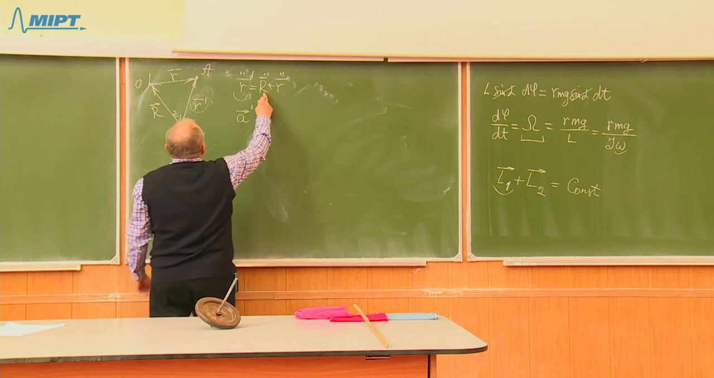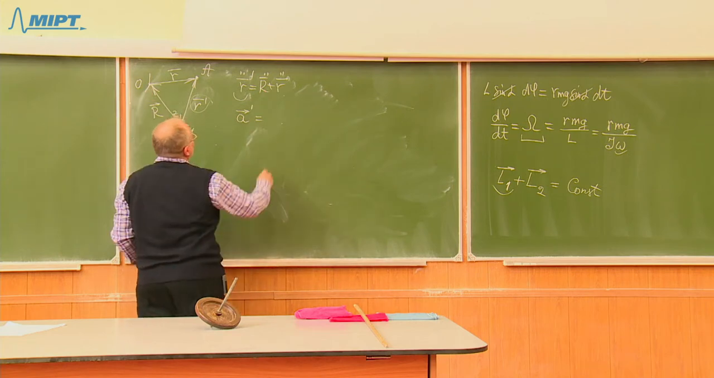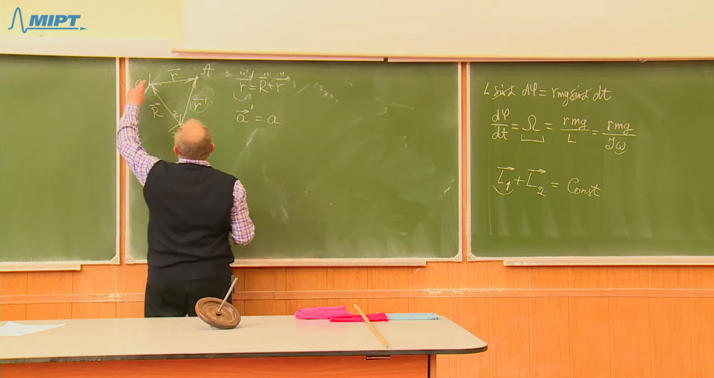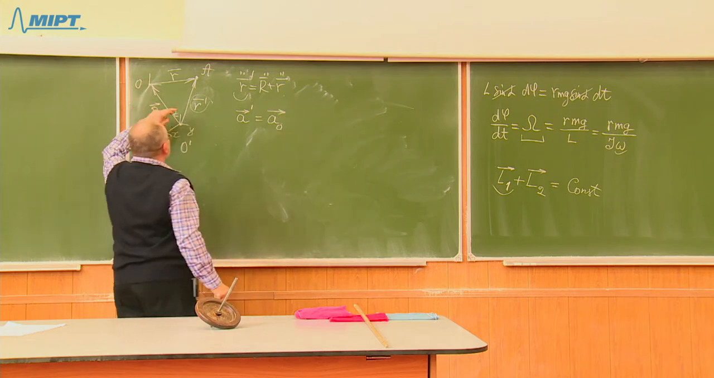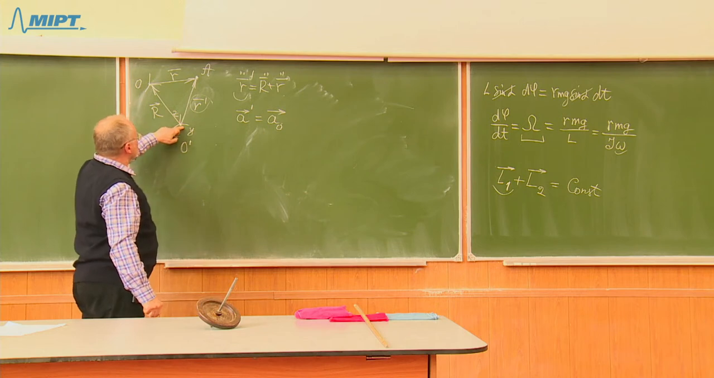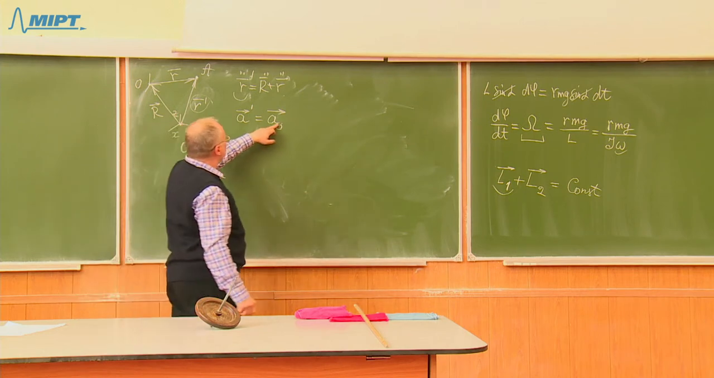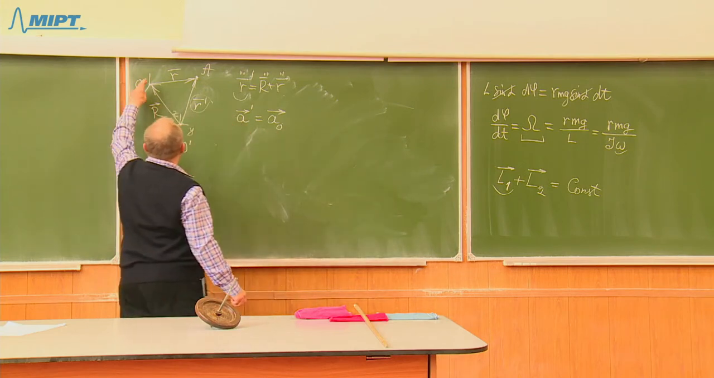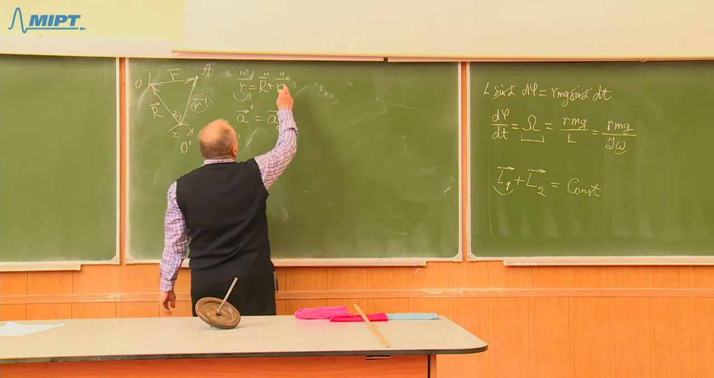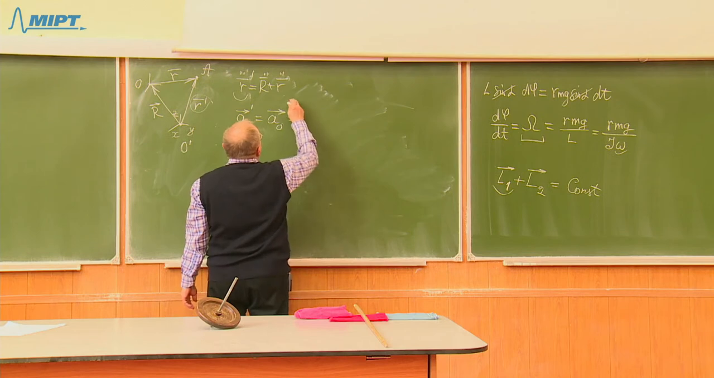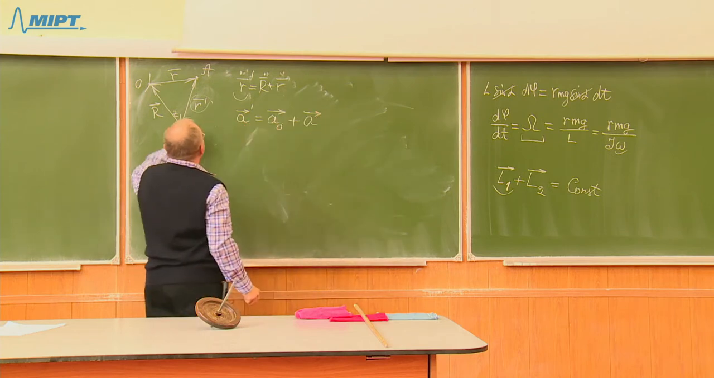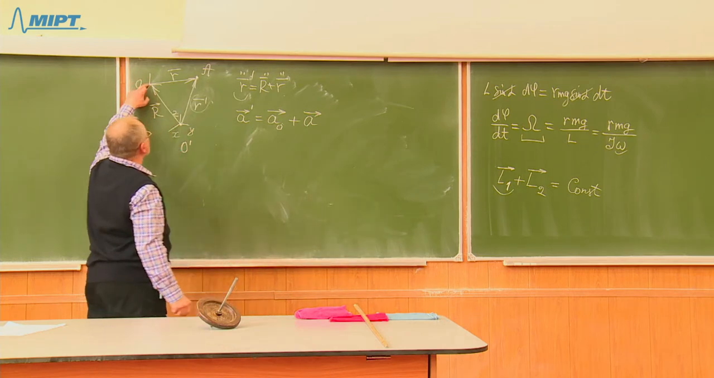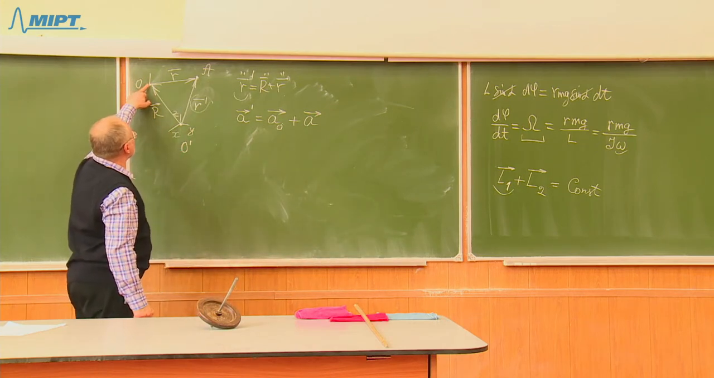What is the second derivative of vector capital R? That is the acceleration of point O with respect to the inertial or fixed reference frame O prime. The acceleration of the reference frame O. And the remaining term here is naturally the acceleration of point A with respect to reference frame O.